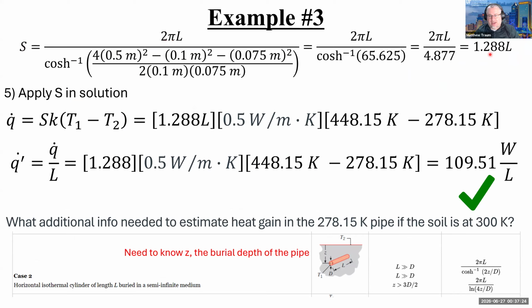And I'm going to just leave L in there, right? So here I am actually plugging in the values for diameter and so forth, going through and doing the math, simplifying the hyperbolic cosine. And what I end up with is 1.288 times L.